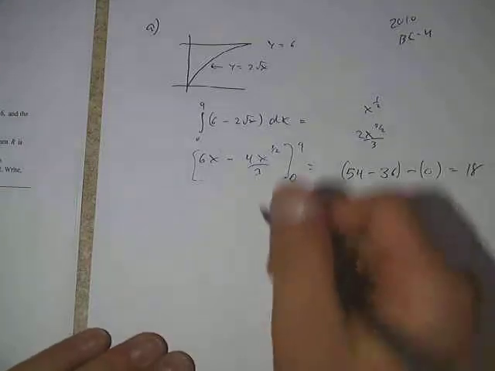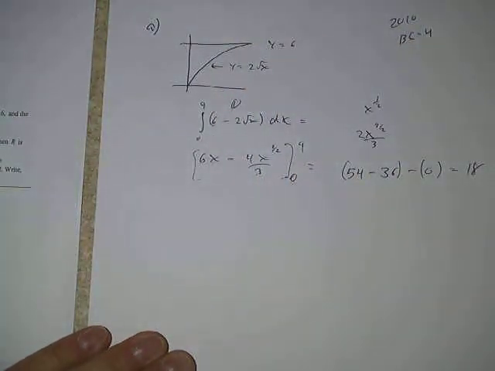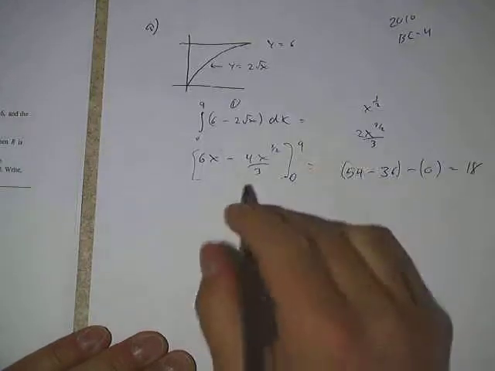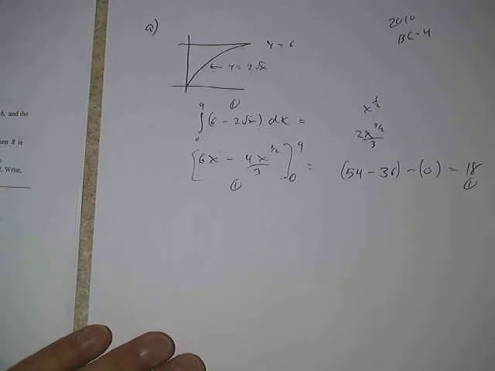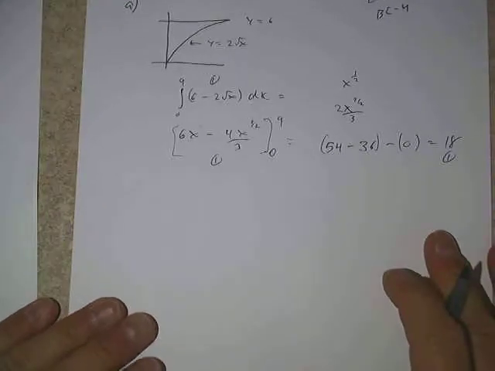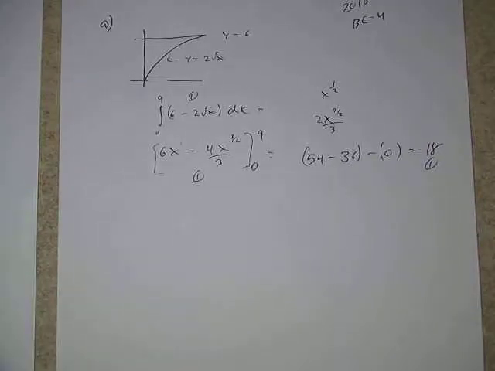And believe it or not, that's worth 3 points. So getting the right integrand, you had your 6 minus 2 radical x as your integrand, that's worth a point. Do you have the right antiderivative? Another point. And the right answer, another point. Questions on any part of number 4, part A?